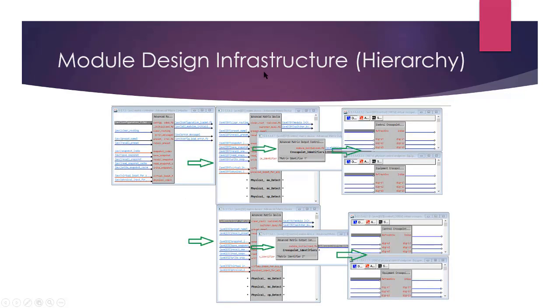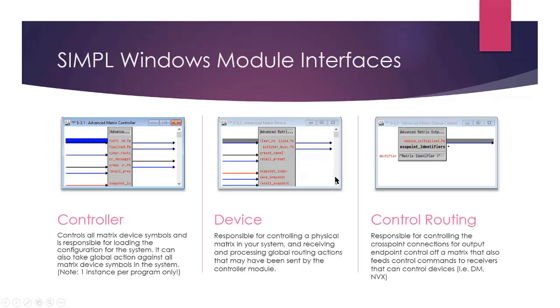So in terms of the module design infrastructure, you've got three layers essentially. The controller, each device, whether you have one or multiple, they're paired up with output control routing modules, which is optional, and then of course your cross-point connections that this module will help you manage. So as mentioned, you've got the controller, the device, and the control routing module.